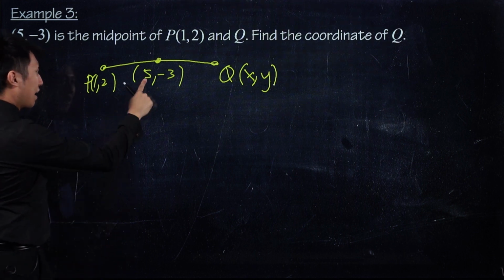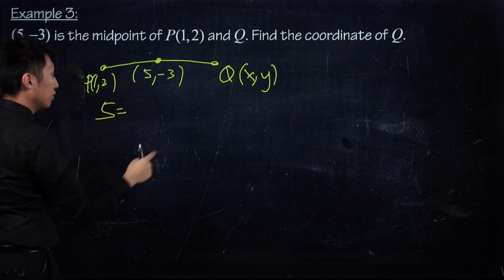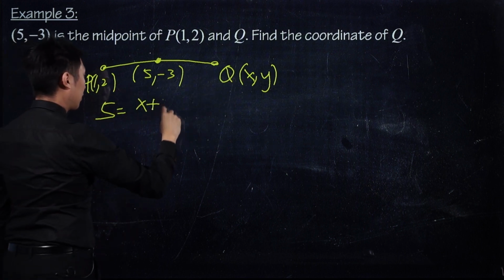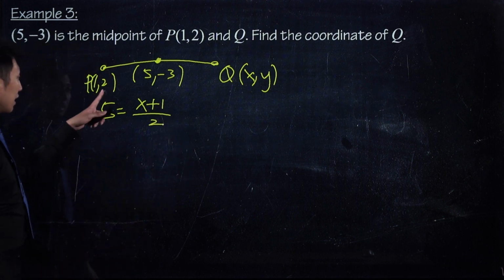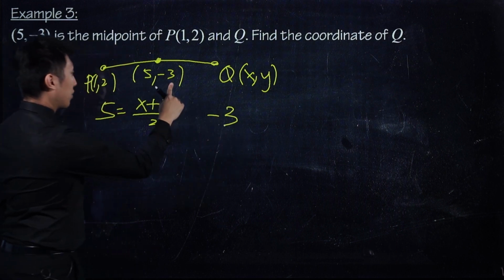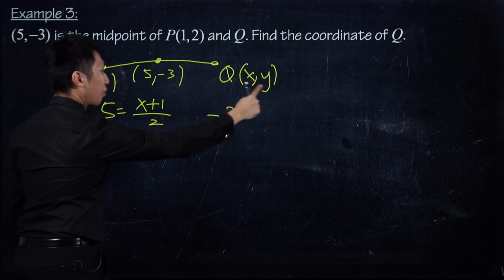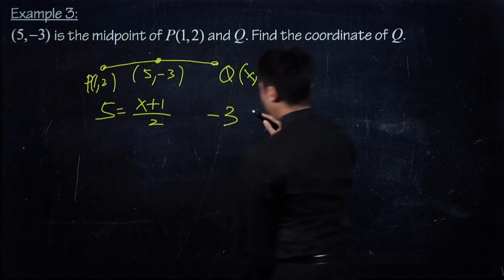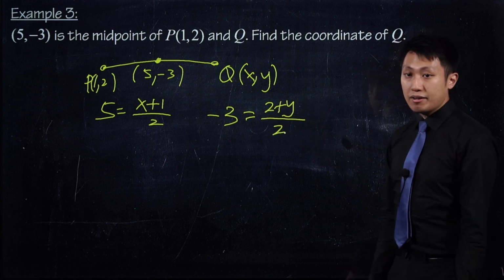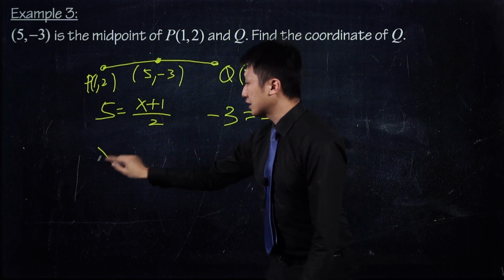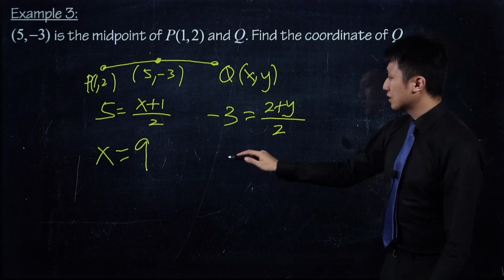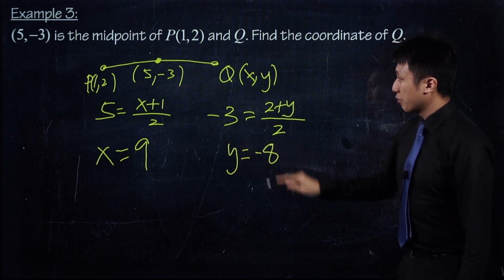So 5 is the midpoint x-coordinate. 5 is equal to x plus 1, divided by 2. Then the other one is what? -3 is the midpoint y-coordinate, which is equal to 2 plus y, divided by 2. And we solve for it. 10 minus 1, x is 9. The other one, -6 minus 2, which is -8. And we get the answer.